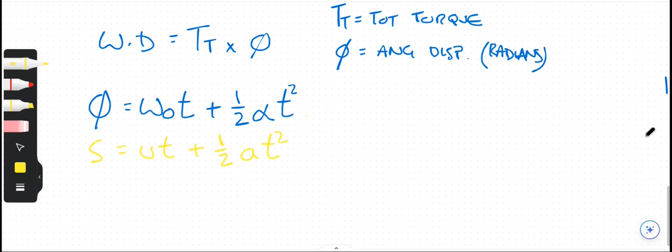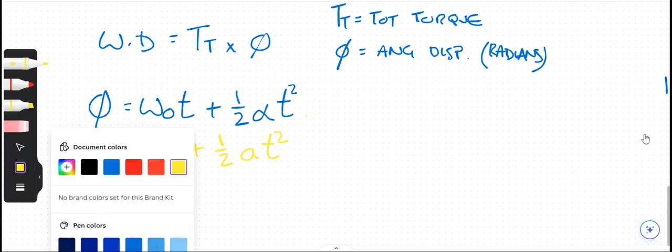Omega naught is our starting velocity. T is time. Half is just half. Angular acceleration, t squared. So we'll just put them numbers in.